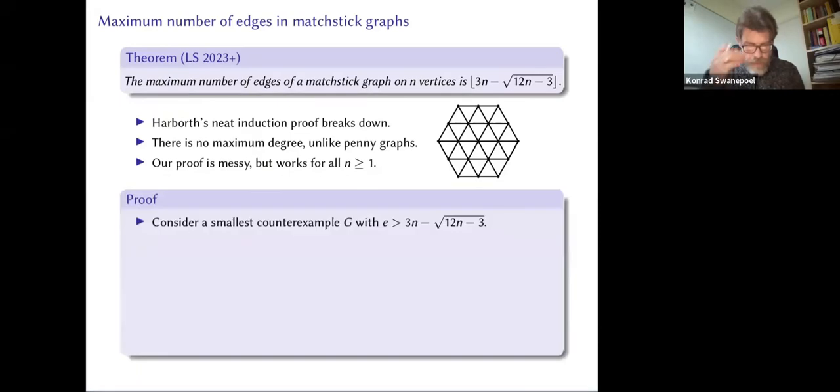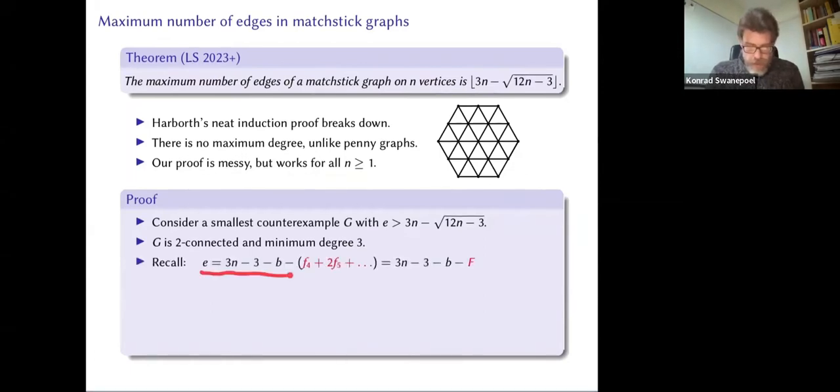But we proved it, but the proof is messy. So let me quickly go through the proof. I think this is what Adam warned me against. I'll do it anyway. It's an induction proof, so I consider a smallest counterexample. It has too many edges. Again, by induction, you can get that it's two connected. You can also prove that it has minimum degree 3. That's all very easy to do. This will be important: the number of edges is 3n minus 3 minus the boundary length minus that capital F, which will now play a big role in this proof.